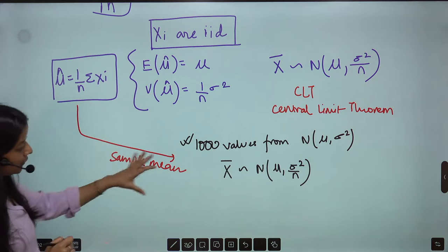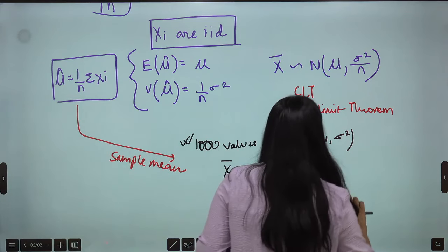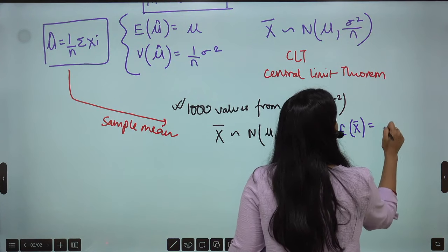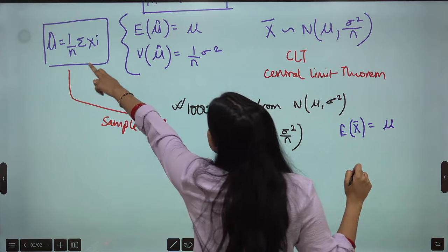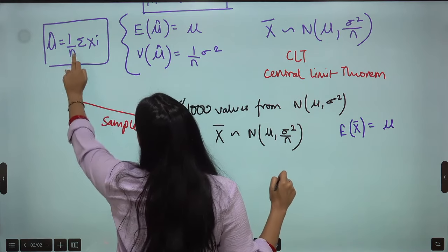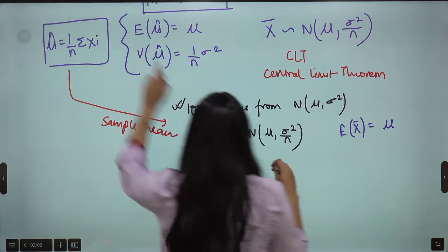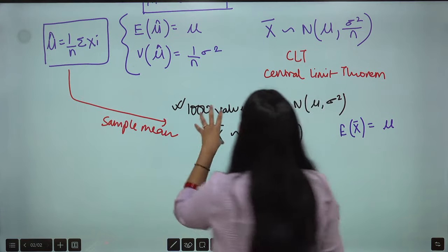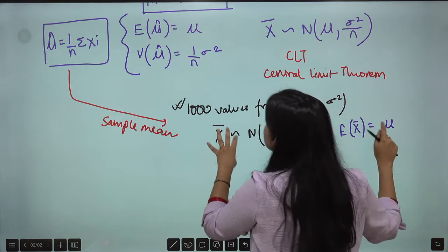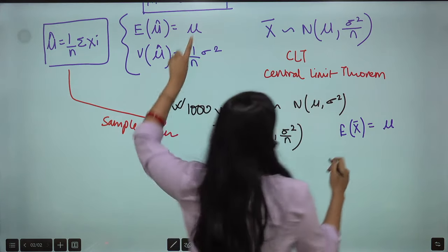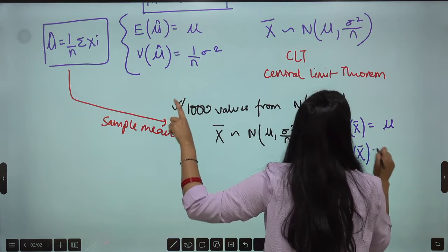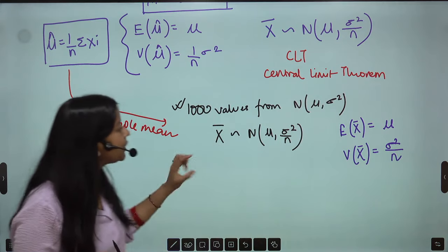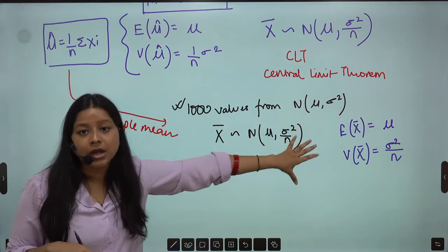And that is why when you calculate the expectation of x bar, you will get mu, because this is exactly similar. How did you get mu hat? 1 by n summation of xi. How do you get x bar? 1 by n summation of xi. You calculate it the same way, right? You take its expectation, which is equal to mu. So it became similar, okay? And variance of x bar is again similar, sigma square by n. And that is why I can say that x bar follows this.